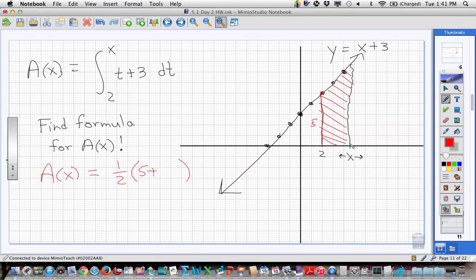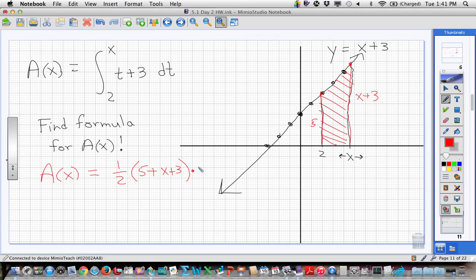Plus, what's this side then? That's a tricky one. Yes, that's just x plus 3. Exactly. We don't know what it is because we don't know what x is. So we just plug an x into the line function. Oh, x plus 3. So that is that edge.